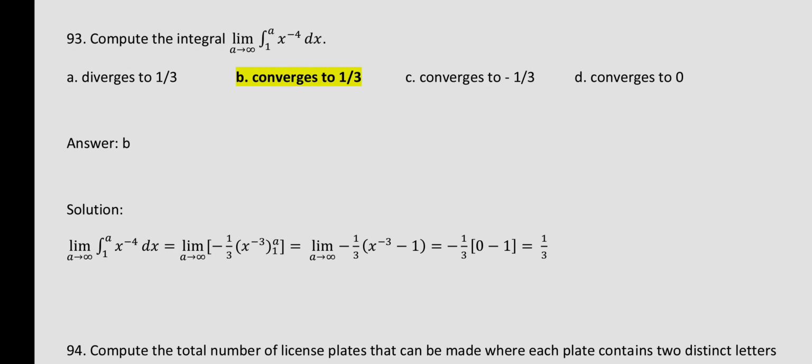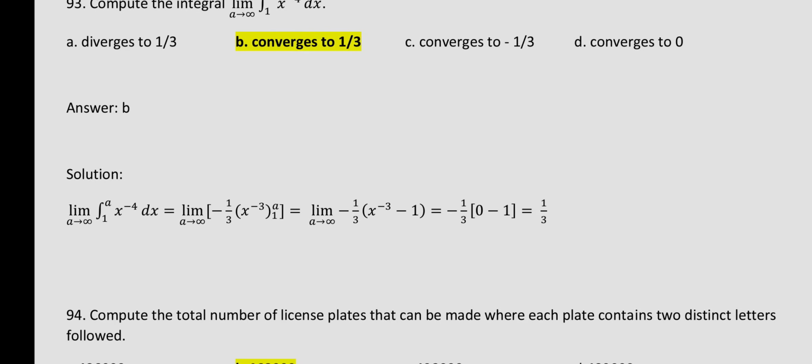Number 93. Compute the limit as a approaches infinity of the integral from 1 to a of x raised to negative 4 dx. The answer there is B, converges to 1/3.